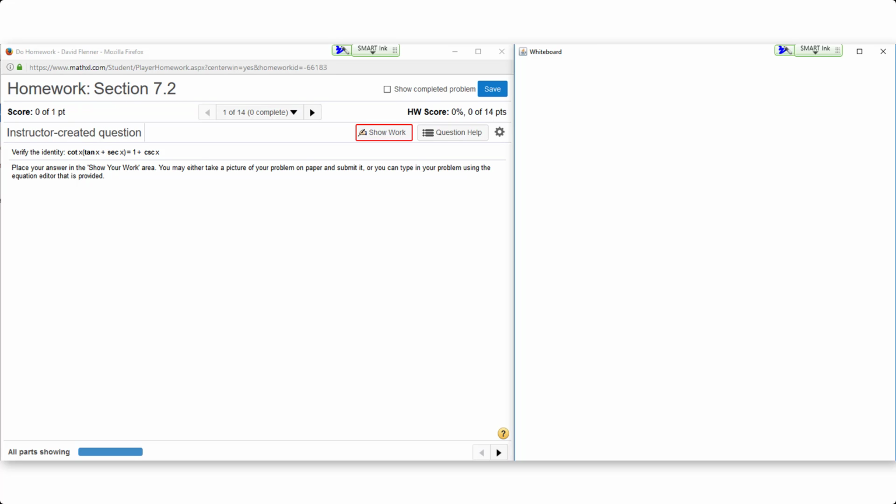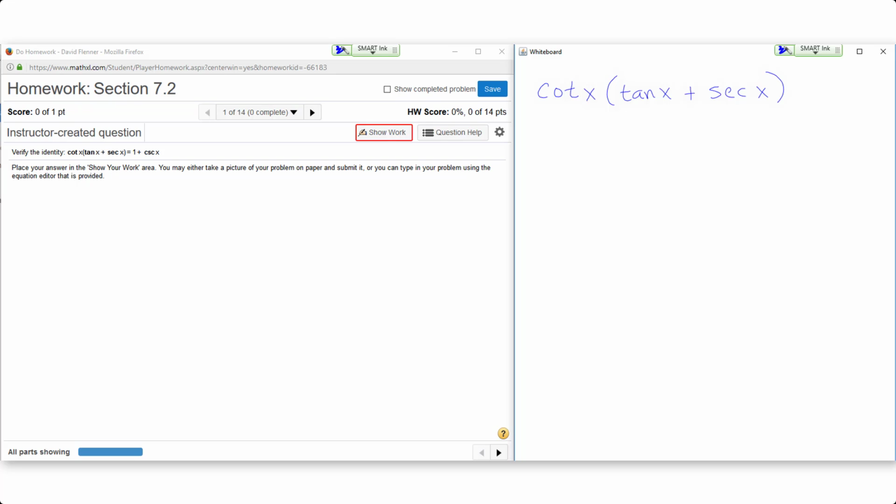So here's a problem similar to what you might experience in your homework. You're asked to show your work in order to prove that you can do this identity. So you have the left-hand side, the right-hand side. You got to fill in the details in the middle. So in order to do that, let's just start with the left-hand side since it looks like the more complex side. So cotangent x times tangent x plus secant x.